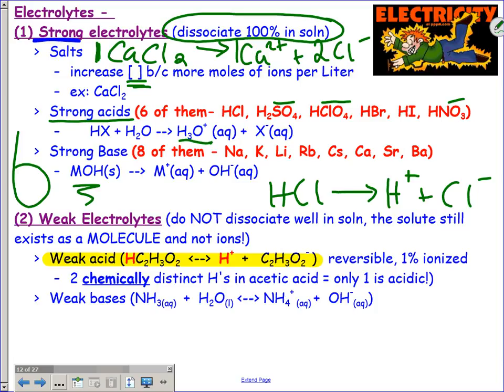Okay, so it's really easy. Once you know what strong means, you know what weak is. Weak means that they do not dissociate well, and so well is going to be varying. Maybe 1% of them are actually ionized, aka dissociate. Maybe 2% of them do. Maybe 3% of them do. Maybe 10% of them do. But there's nothing close to 100% here.